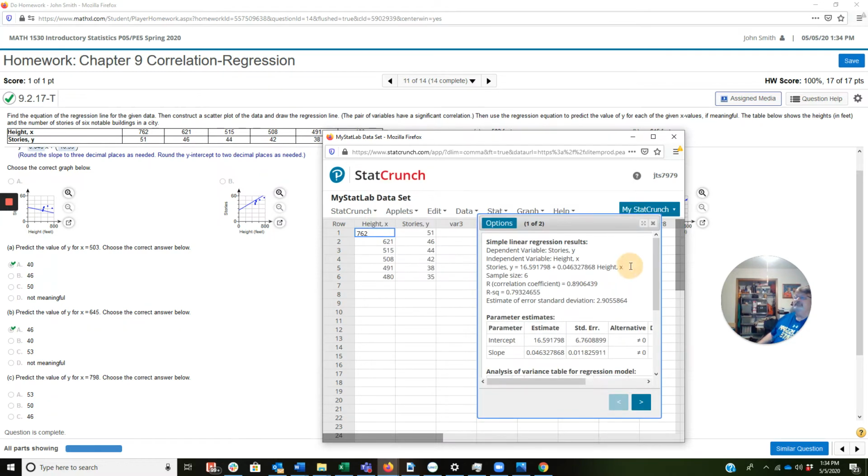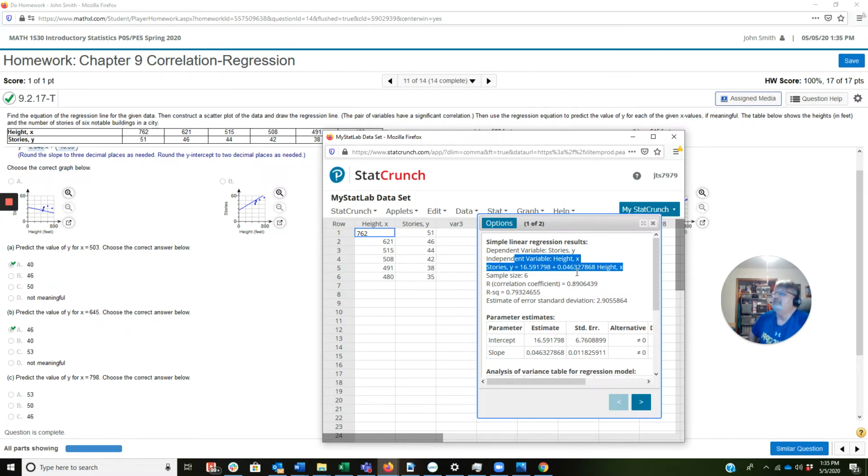First, look at this line right here. I think I can highlight it where it says stories, comma, y equals 16.591798 plus 0.046327868 height, which is my x value. Now notice instead of y equals mx plus b, what have they given us? They've given us y equals b plus mx. They've just reversed the order.